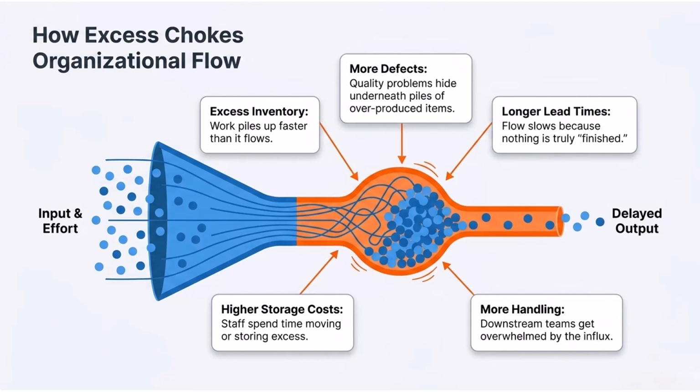You'll start producing more defects because potentially you'll have quality problems hiding underneath piles of overproduced items. You're going to start to see longer lead times because the flow overall starts slowing down. You'll start seeing higher storage costs in the form of warehouses or servers. And then you may see a lot of excess handling as downstream teams start getting overwhelmed by the influx. So you can see that the issues that you start to see with overproduction will start slowing the whole business down and start costing you money.